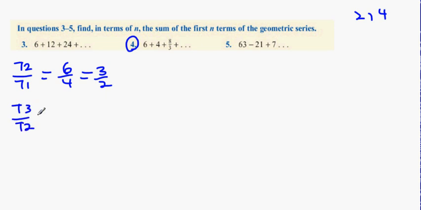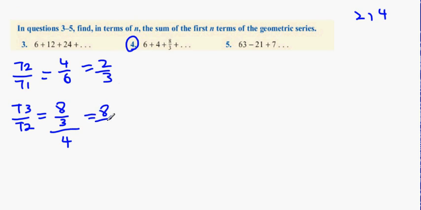Now question 4 is 6, 4, 8 over 3. Okay, so we need to find out what the r is. Okay, so r is equal to T2 divided by T1, which is 4 over 6, sorry, not 6 over 4. 4 over 6 is 2/3. It's also the same thing as T3 over T2, which is 8 over 3 divided by 4, and that's 8 over 12, which is the same thing as 2/3. So we figured out that r is 2 over 3.